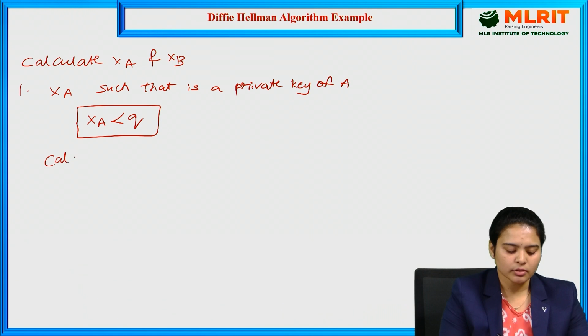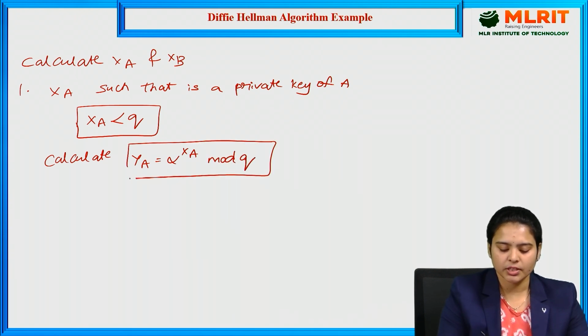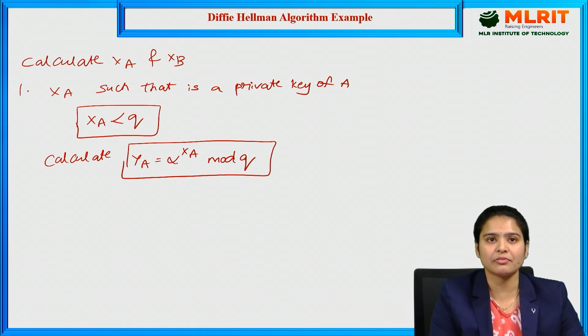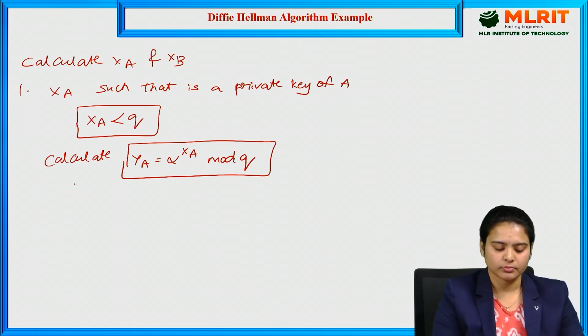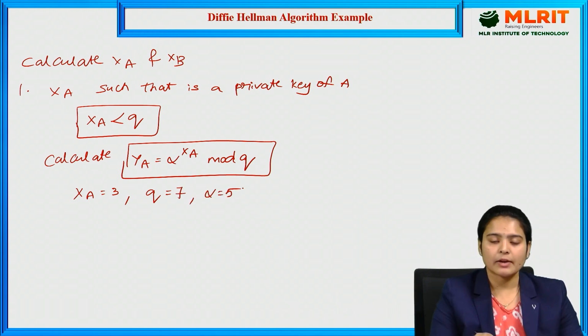So we need to calculate YA equals alpha power XA mod q. Let us take some values: XA equals 3, q equals 7, alpha equals 5. We need to find the value of YA.